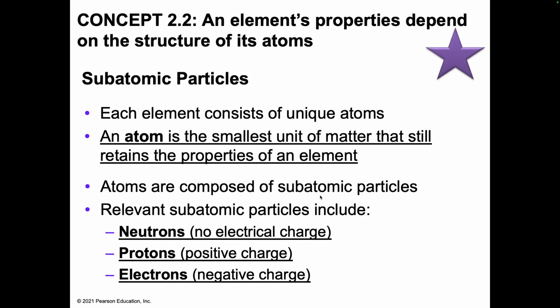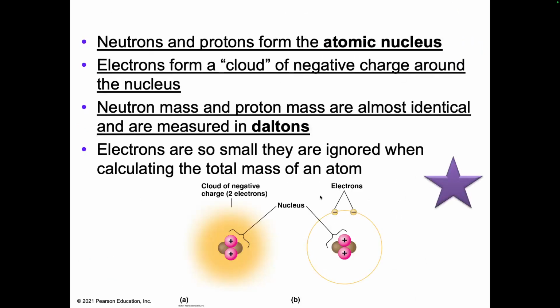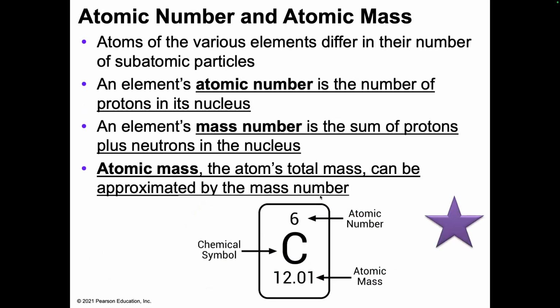Atoms are composed of subatomic particles, and those three subatomic particles are neutrons, protons, and electrons. Your neutrons are neutral, or they don't have any electrical charge. Protons are positively charged, and electrons are negatively charged. Neutrons and protons form the atomic nucleus, and electrons form the electron cloud around the nucleus. Neutron mass and proton mass are almost identical and are measured in daltons. Electrons are so small they are often ignored when calculating the total mass.